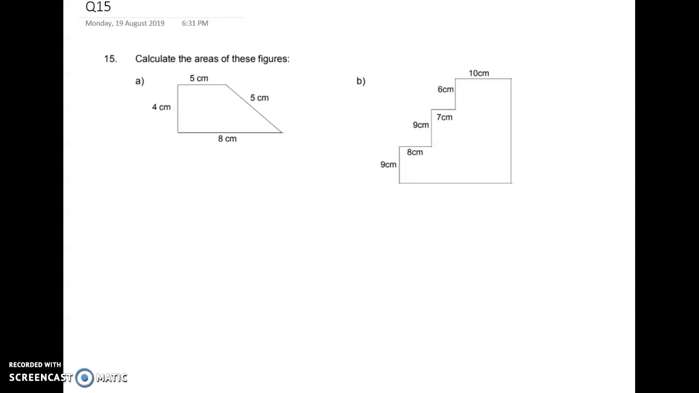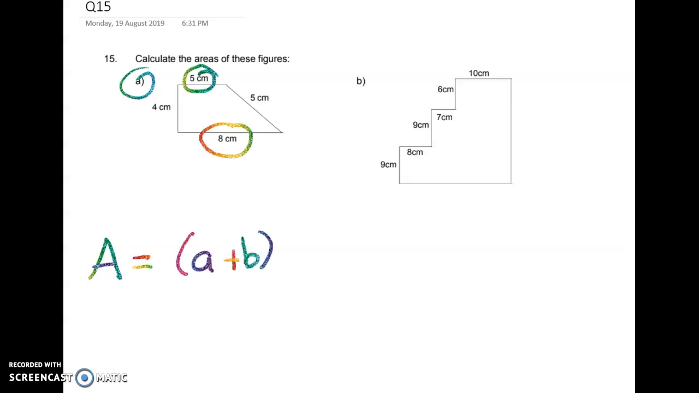Calculate the areas of these 2 figures. So this first one is a trapezium. And here's how I find the area of a trapezium. I look for my 2 parallel sides and I average them. So that's A plus B divided by 2. And then I times them by the height. And the height here is the perpendicular height.